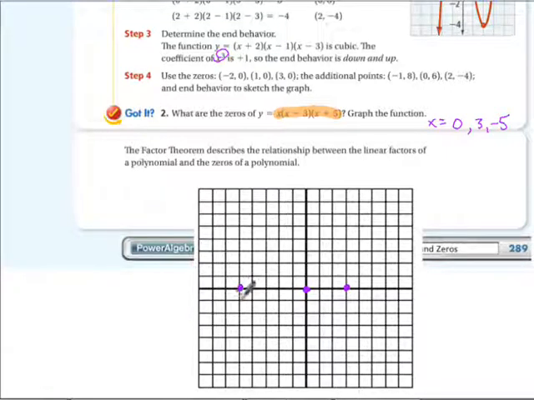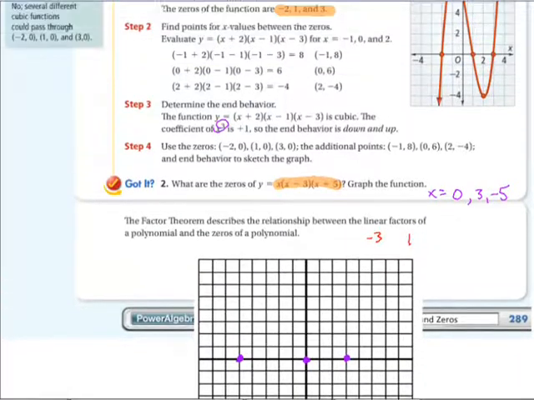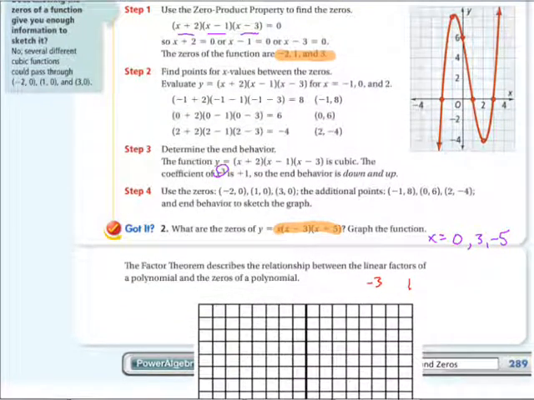The next thing I'm going to do is find some numbers in between there. I'm just going to pick them randomly, and then I'm going to substitute in and get some numbers out. So let's pick some numbers. Let's pick -3, that looks like a good number to pick. Let's pick 1, and then let's just pick one more for fun here.